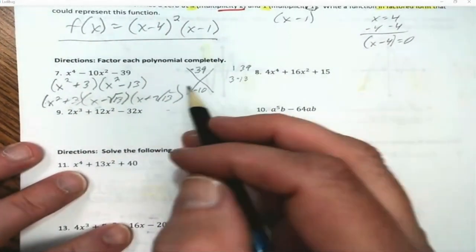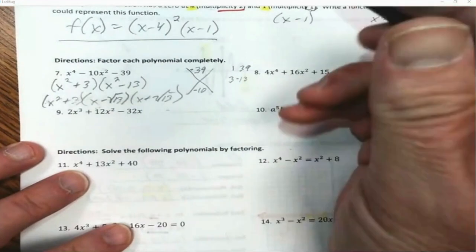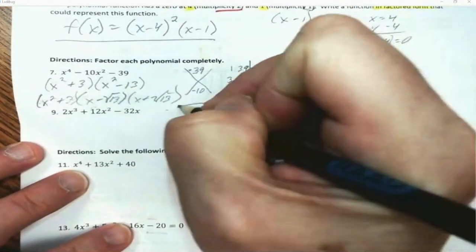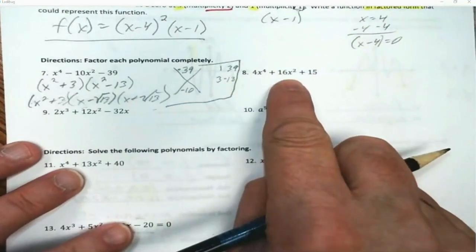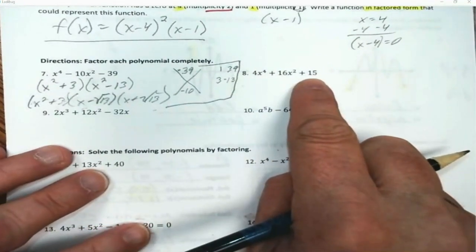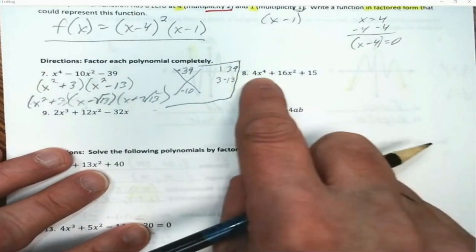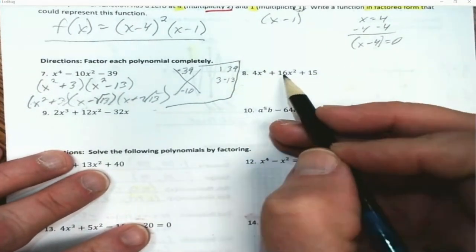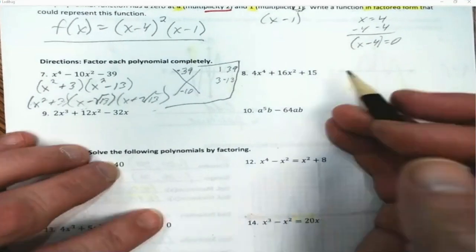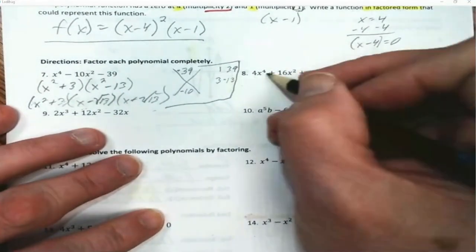All right, let's look at this one. Let me draw a line so I don't get that confused. All right, 4x squared plus 16, x squared plus 15. Again, there's no greatest common factor. You can factor 2 out of there, but you can't factor 2 out of 15. So we need, again, to find a way to break that up.